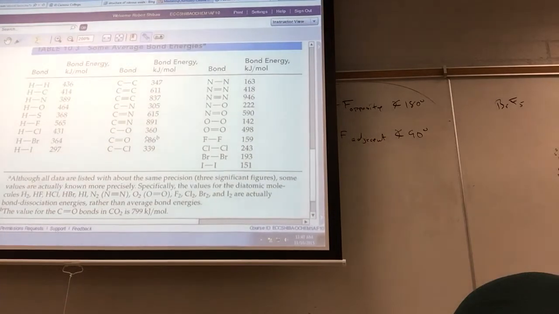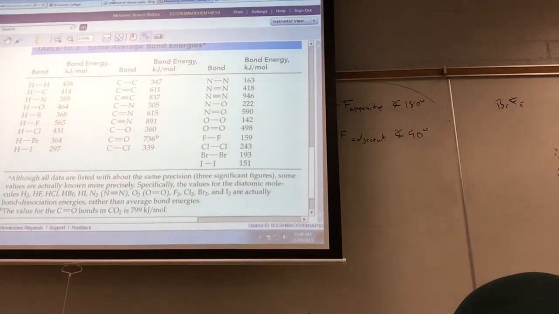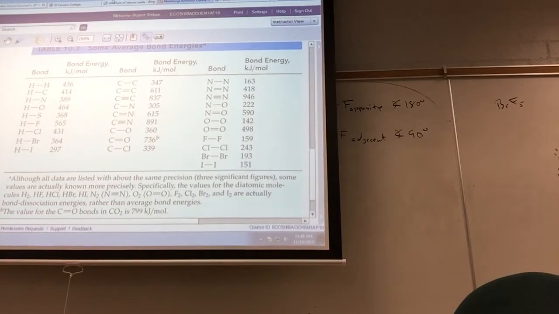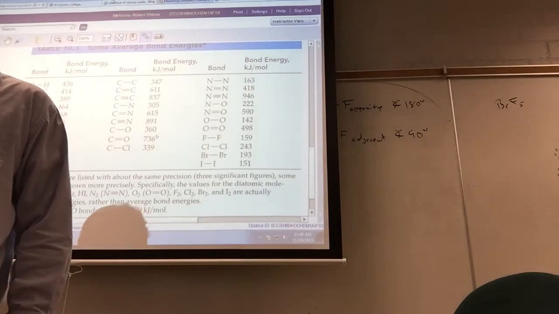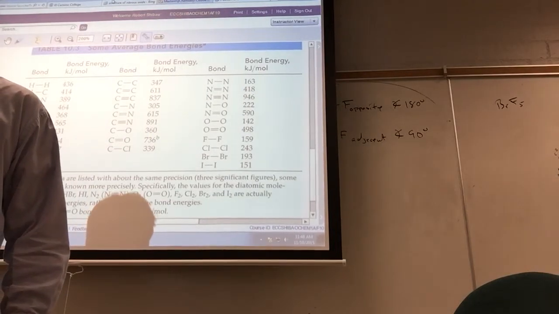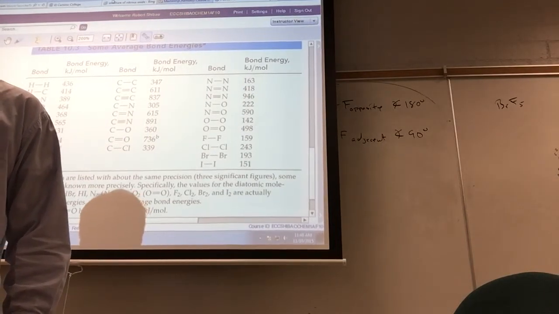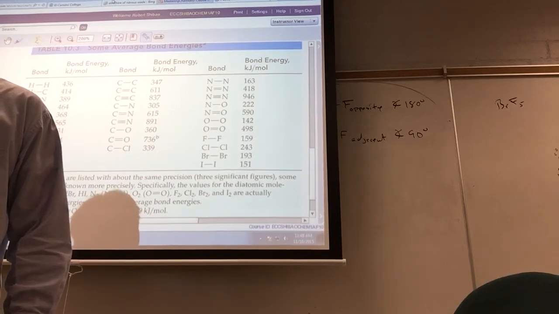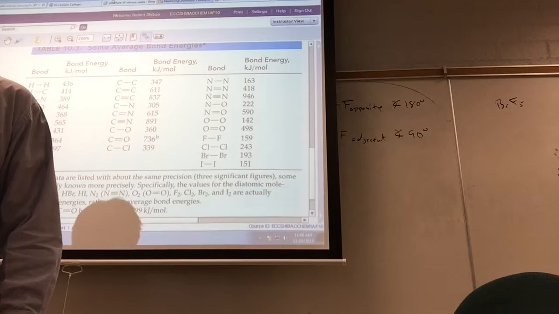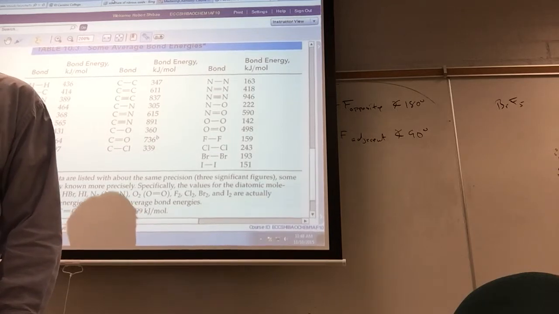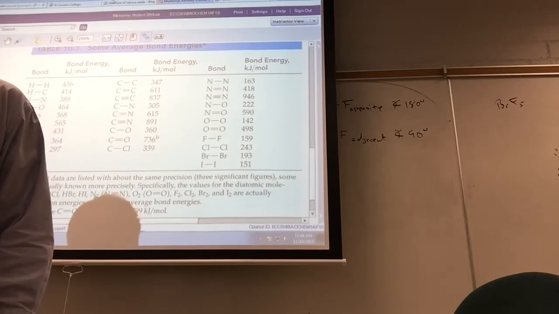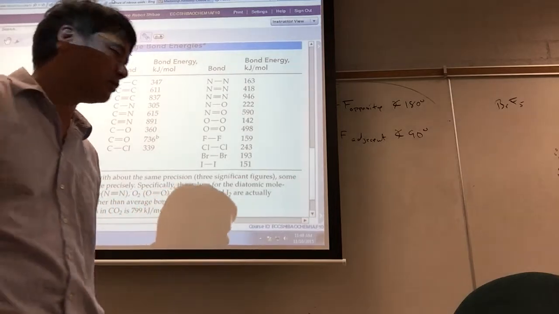All right, so those are some bond energies. In other words, what's the trend? So when you look at charts like this, you try to get a trend. And the trend is that the longer the bond, the weaker it is, right? And the shorter bond, the stronger it is. And as the bond order increases, bond order will be single, double, triple, 1, 2, 3, the bond strength increases.